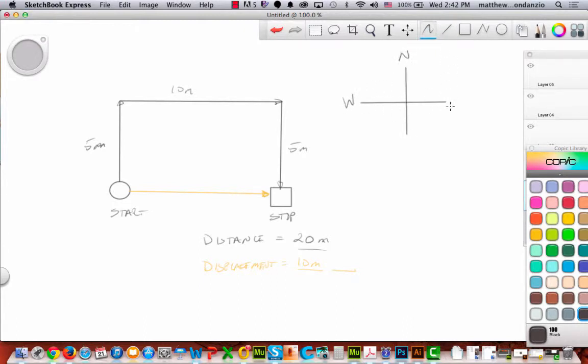This is one way to do it. It might be to the east. Does that make sense?